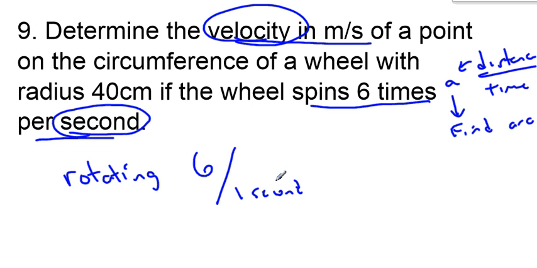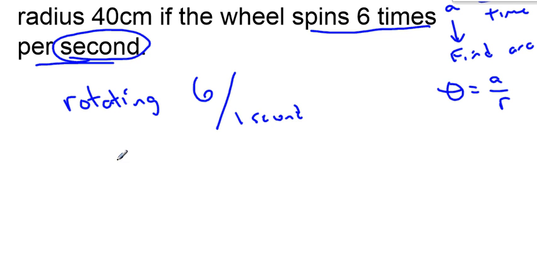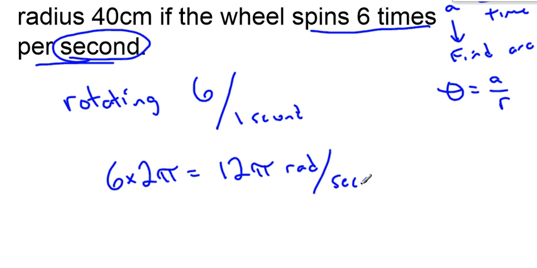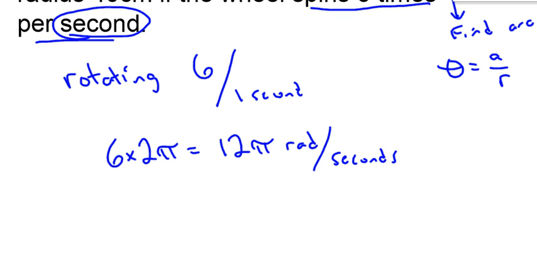We need to find the arc length. And in order to find arc length, we're going to use this formula. That formula requires me to know the angle. So I need to take this wheel spin 6 times information and turn that into an angle. Again, we know that it's 6 full revolutions, and every revolution is a full circle, or 2 pi radians. Therefore, there are 12 pi radians per second is the angular velocity. So in 1 second, the angle will be 12 pi.